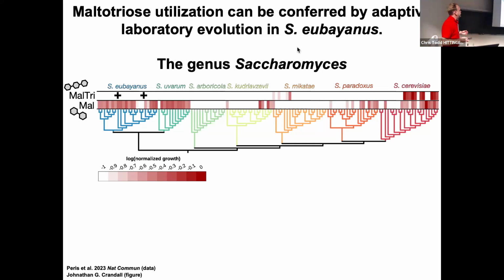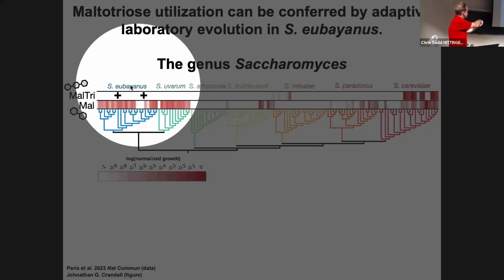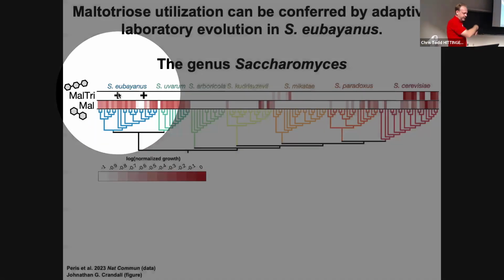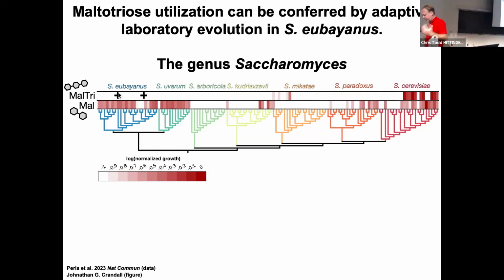So it turns out you can adaptively evolve Saccharomyces eubayanus to use maltotriose. And so we did that so that we could get at the mechanisms by which maltotriose utilization could be adapted. And if you'll pardon my pun, there are 2 flavors of it that occurred. We're only going to focus on one of those flavors today. Actually, it's this one here, but this adaptively evolved lineage acquired the ability to use maltotriose. So how did it do that?